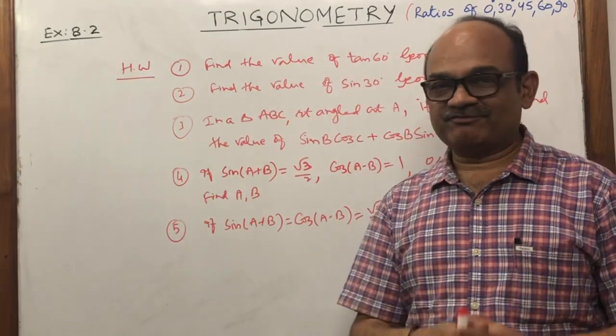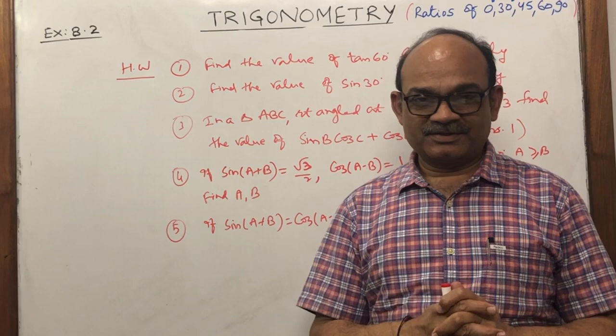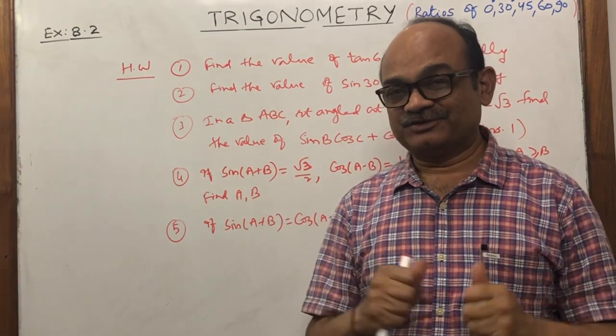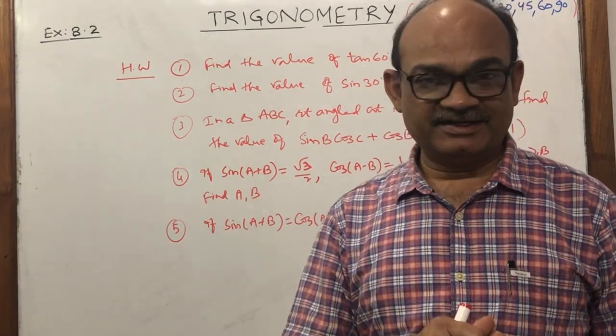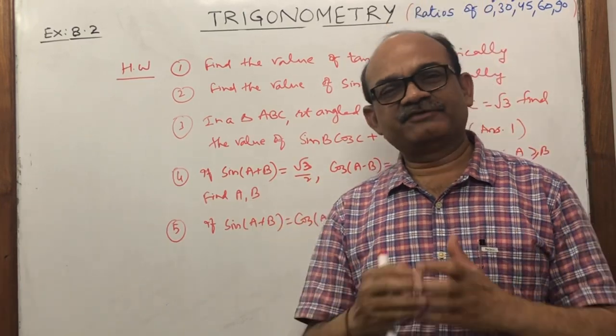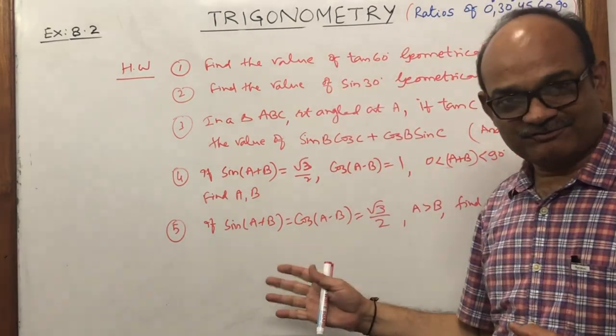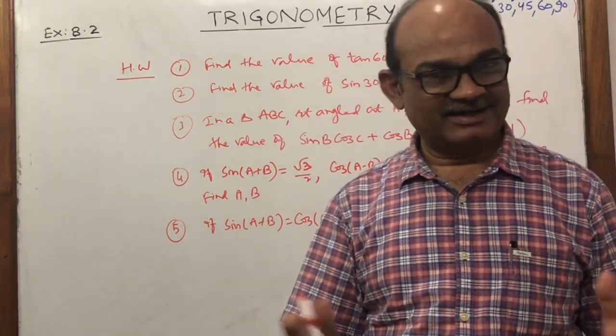So in this way we have completed one more important exercise of trigonometry based on specific angles 0, 30, 45, 60 and 90 degree, and how we substitute in the particular question and get the answer, and different types of problems. Now here it is your homework, 5 questions, you will do in 30 minutes.